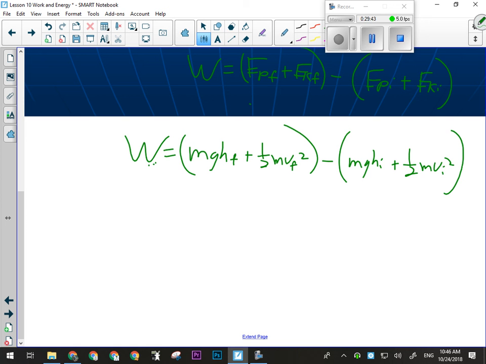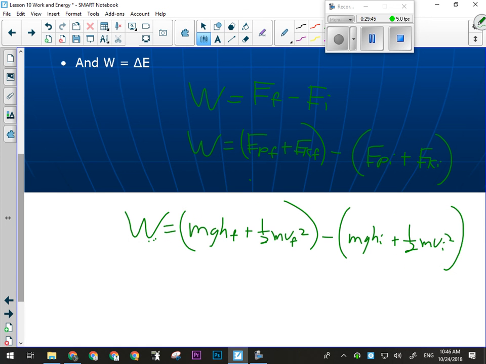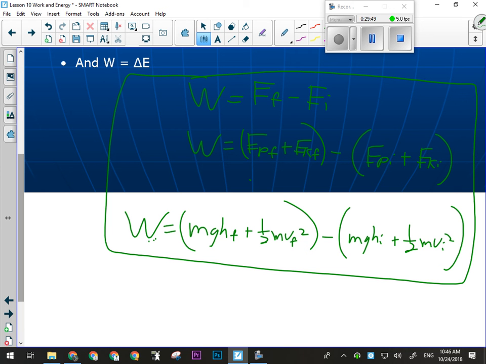So make sure, guys, that you have something about this written down, because this is the work-energy theorem that we're going to be working on from here on out. It's very, very similar to what you did last year, except last year you would have never had both kinetic and potential in the same question. Now you will.